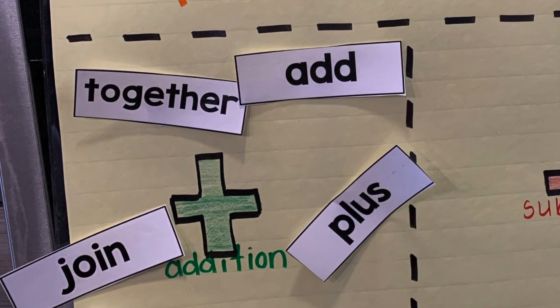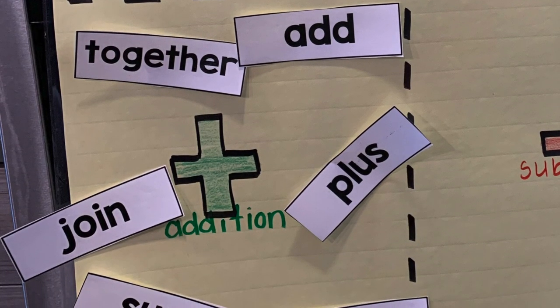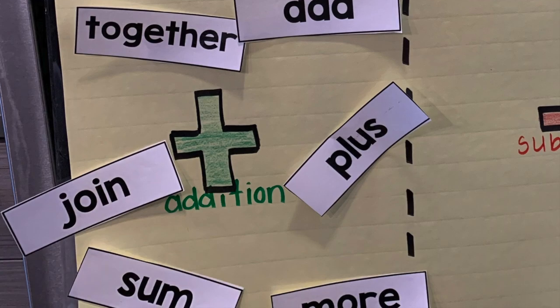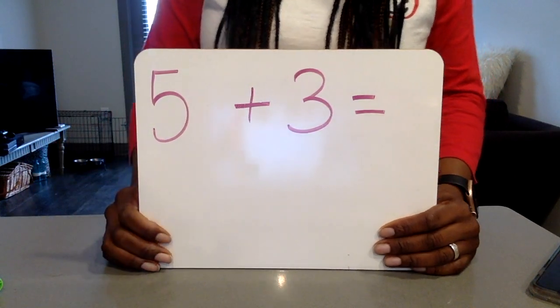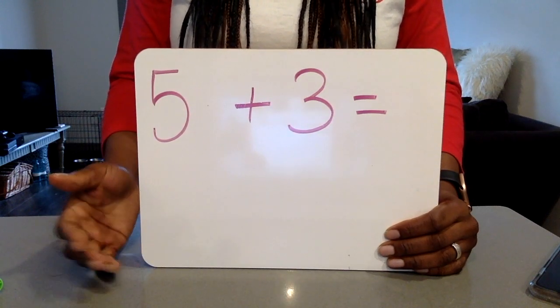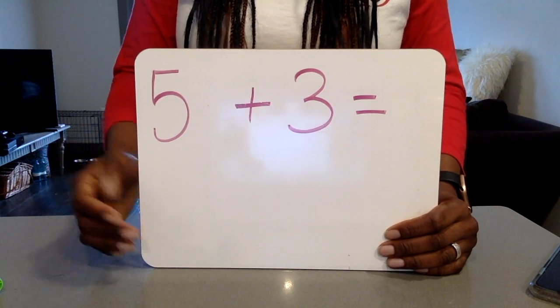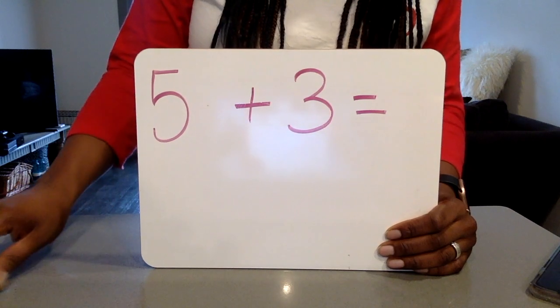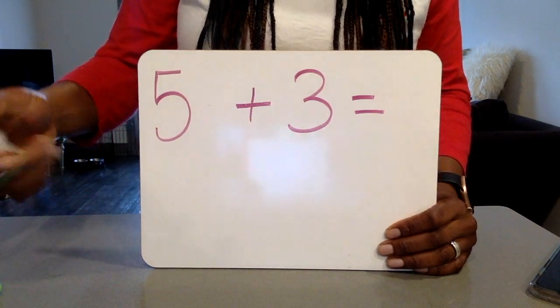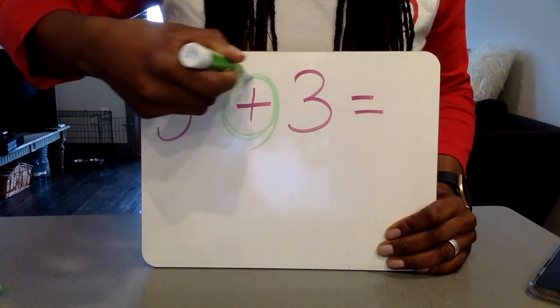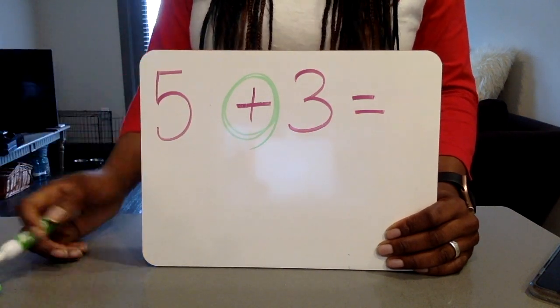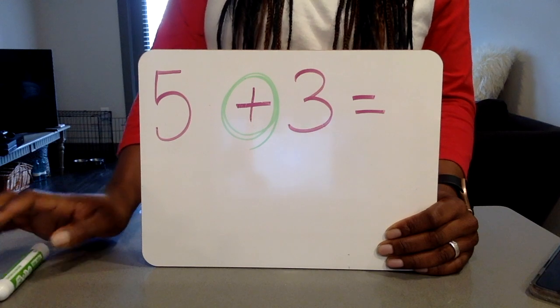He likes to join his friends together to get the sum, and you always end up with more when you use Gus the Plus. Okay, so our addition problem for today reads 5 plus 3 equals blank. Now, as I've shown you guys before, Gus the Plus, he is always giving. So I'm going to circle him green just to remind us that, hey, it's Gus, he's good, he's green. He likes to share.